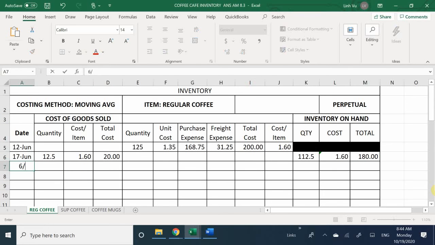Date here is going to be the 18th. How much was each pound of coffee? 1.36. Making it a grand total of 170, plus what was the freight? Oh, we don't have freight yet. There you go, 170. Okay, so we don't have freight yet, so we have to wait.